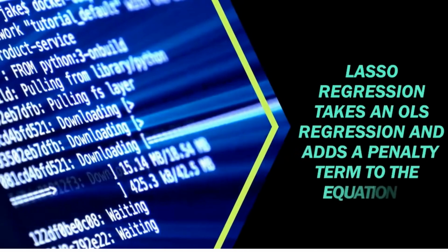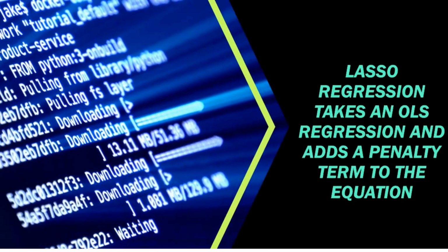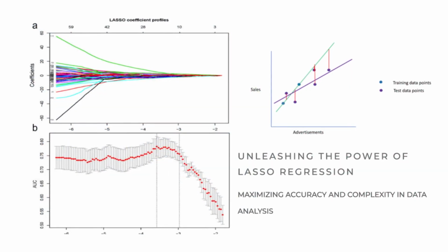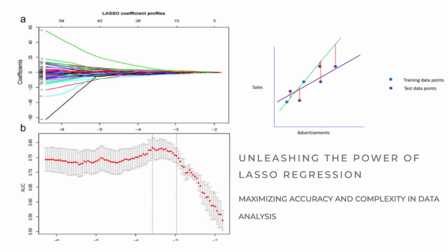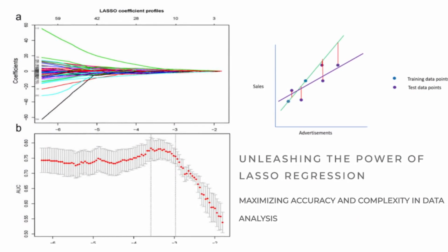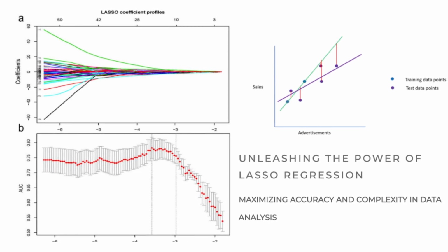Lasso regression takes an OLS regression and adds a penalty term to the equation. This can help you create a more complex representation of data than is otherwise possible with simple OLS. It can also make the representation more accurate. Lasso regression is also known as L1 regularization.